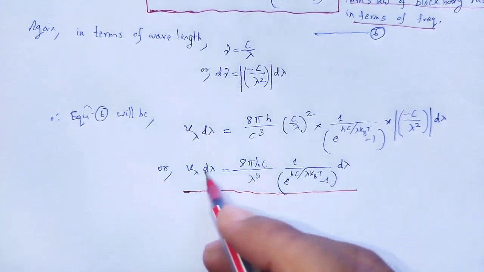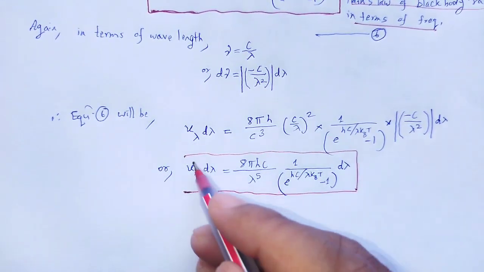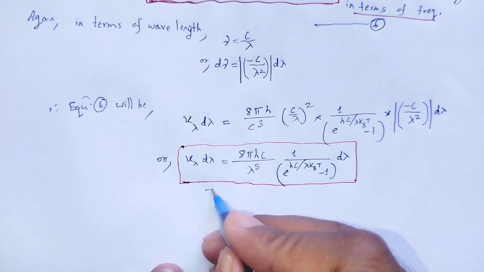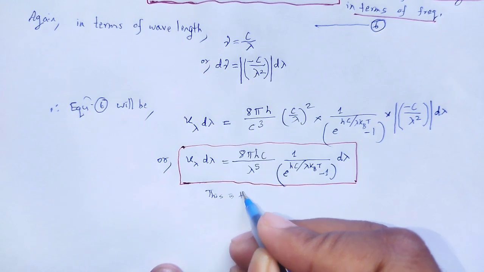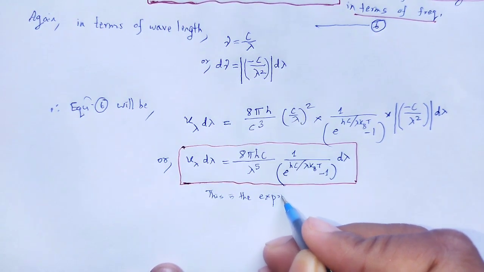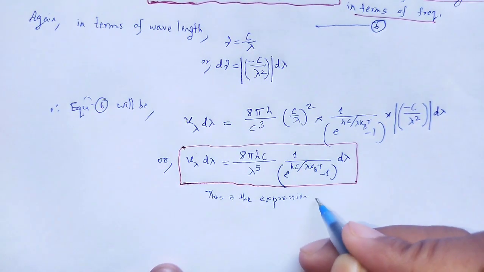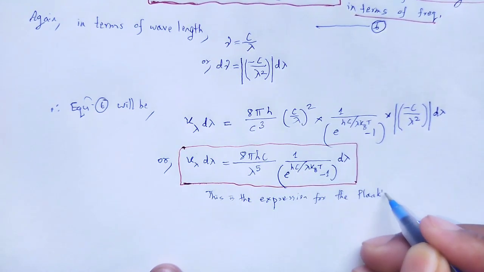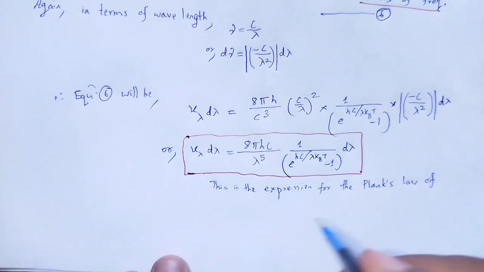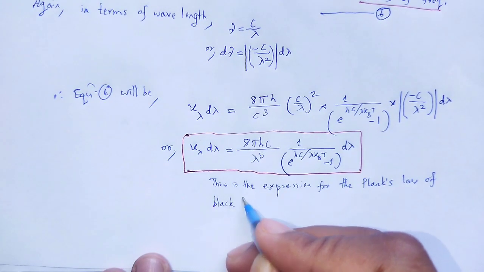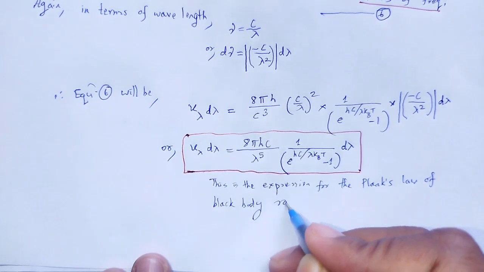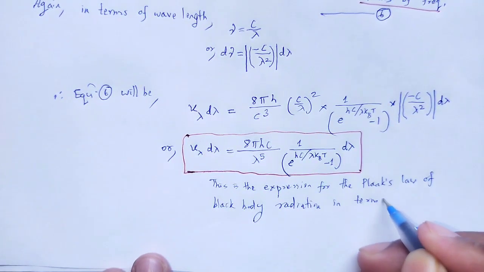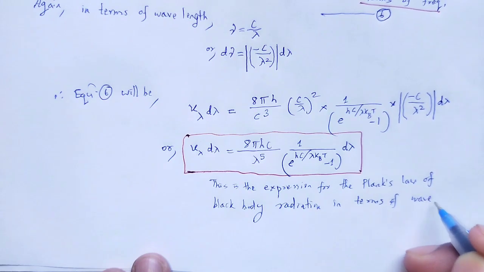This is the expression for Planck's law of blackbody radiation in terms of wavelength.